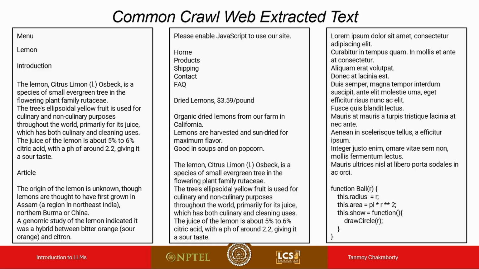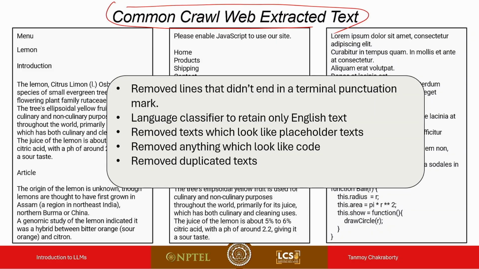They use this Common Crawl web scraper. There's a non-profit organization that periodically scrapes the internet. And as you may imagine, internet data has a lot of garbage, a lot of noise. So they basically did a series of pre-processing steps to remove noise from the input. Pre-processing included removing lines which did not end with terminal punctuation. They only retained the English text, and removed all non-English text.